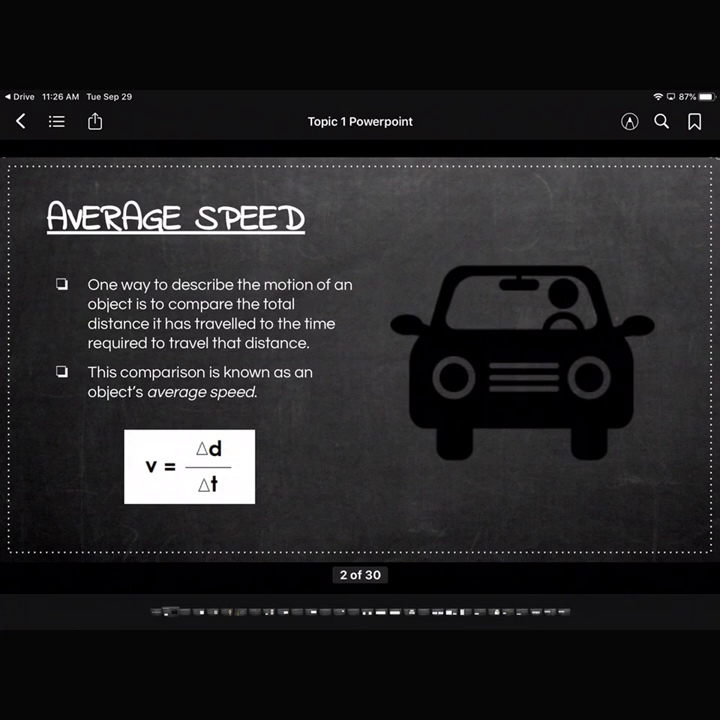You would do this every day when your car does it for you. When you drive a car, your speedometer tells you what your speed is. So your speedometer says that you are going so much. We always use kilometers per hour, right?